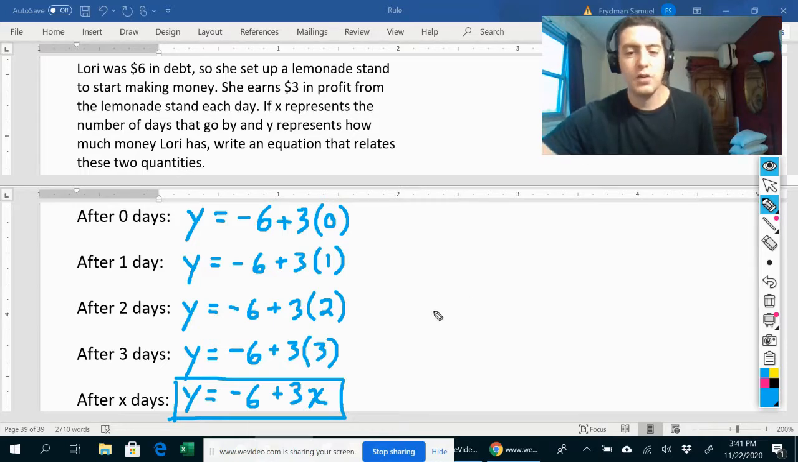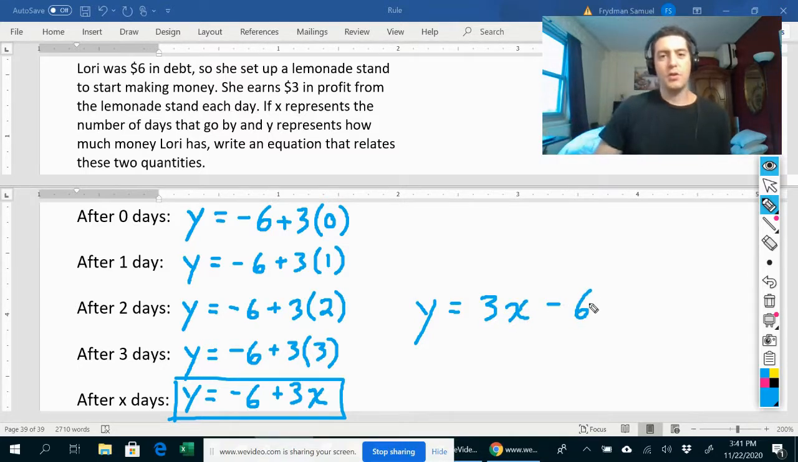And that's not the only way that we could have written it. We could have also written it y equals 3x minus 6. That would also be correct. The important thing to remember is that the 3 should be next to the x. And if I change the position of this -6 to move it over here, then I should still have a minus sign in front of that. Okay? All right, so let's move on to the next example.